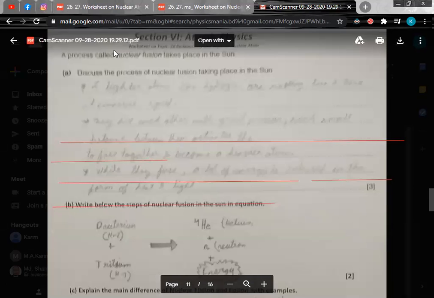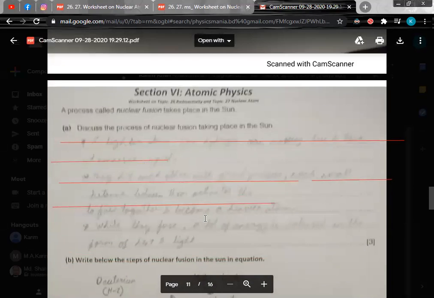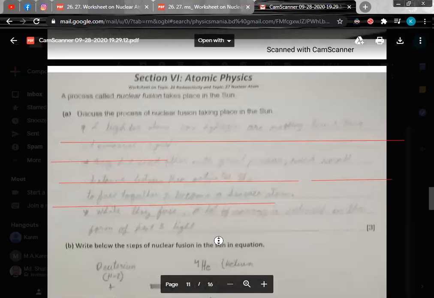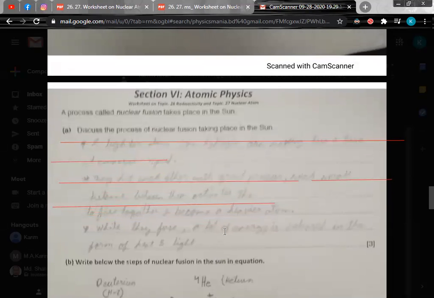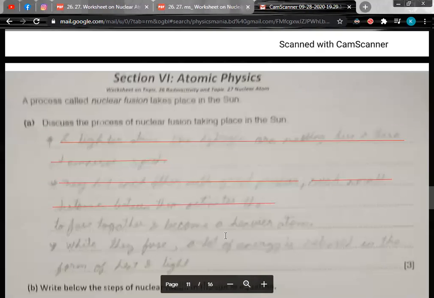Try to make your answer less descriptive, point-wise, smaller points. You are having 3 marks here, so write in 3 small points. Can you see the mark scheme?